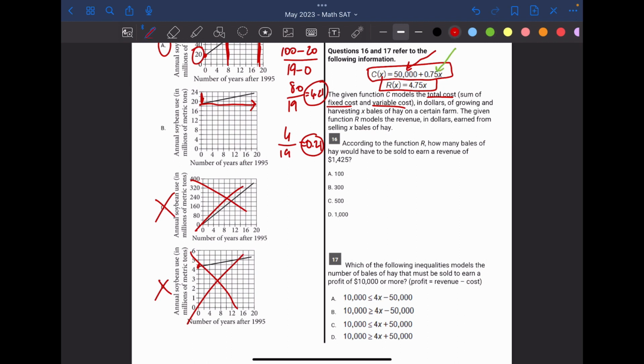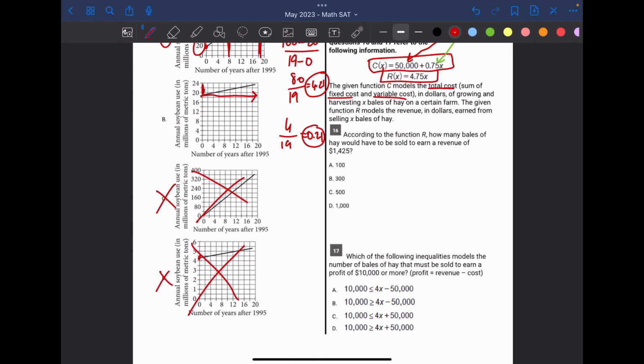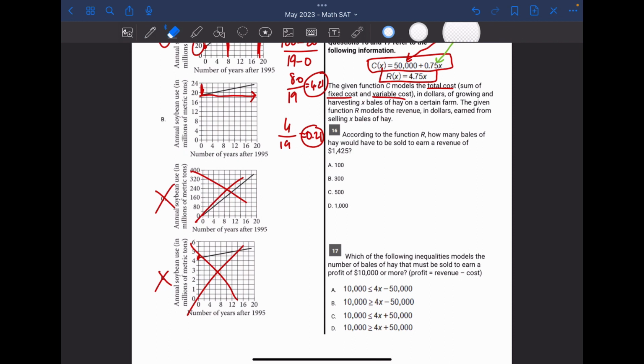And then it's asking us to find the given information. Whatever, this is all garbage, but we don't really care about that too much. Then question number 16, the actual question. According to the revenue function R, how many bales of hay would have to be sold to earn a revenue of 1,425? So basically, if the revenue is 1,425, how many do we need to sell? What is the value of x?